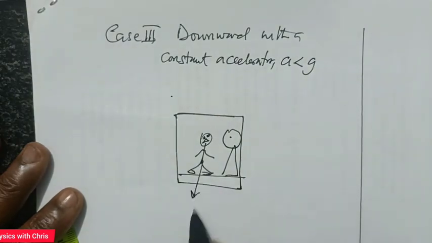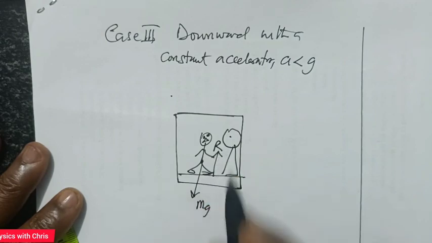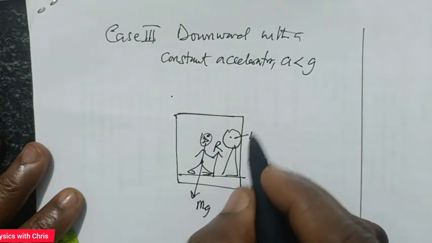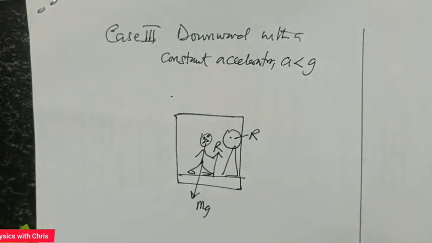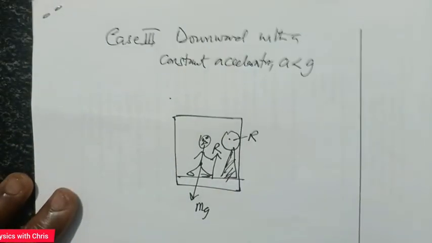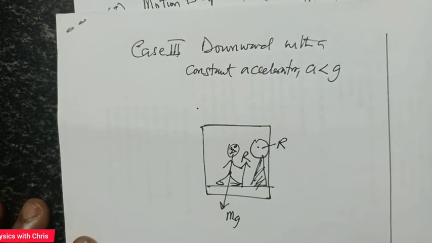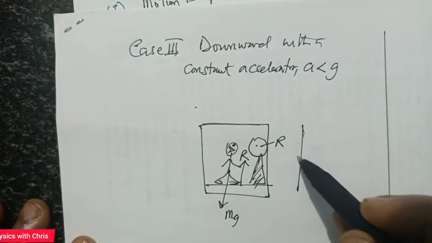Okay, the weight of the boy acts downward, that's mg. The normal force acts from the floor of the lift, and that is also equal to the reading displayed on the scale of the weighing instrument, which is something called the spring balance or Newton meter. So this time around, the direction of motion is downward.